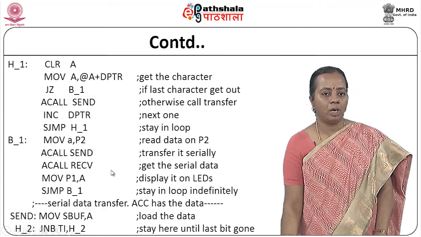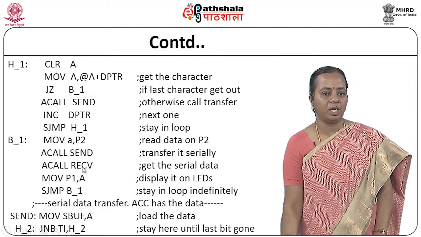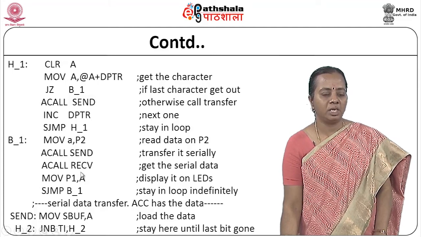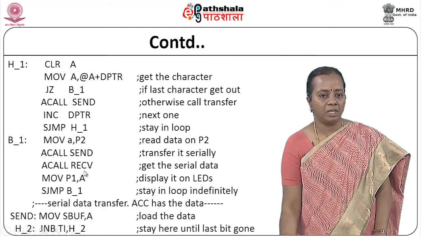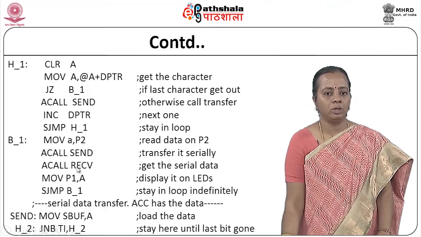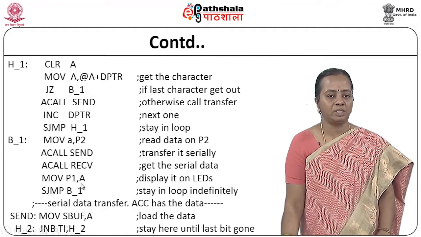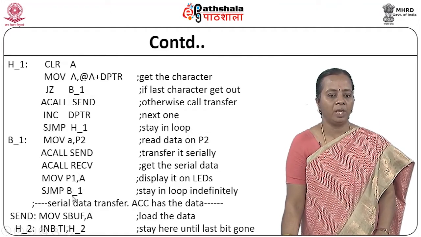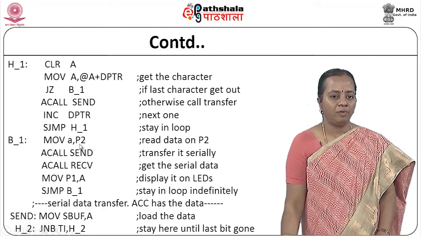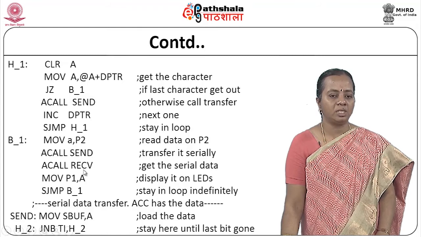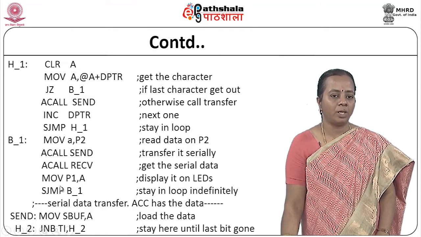A CALL RECEIVE. Now receive whatever data I am getting from outside in the serial data buffer. After receiving it, I need to send it, maybe it is in A. Now I am sending it to P1 and SJMP B1. This has been done continuously. Read from P2, send it serially, receive something from outside, send it to P1. So this is what is happening again and again.